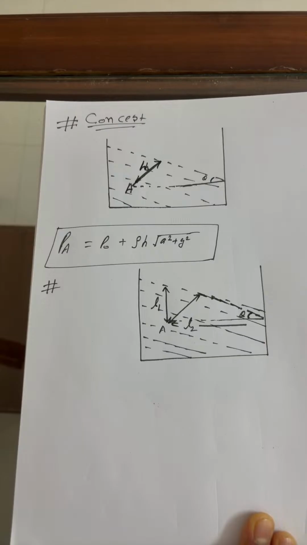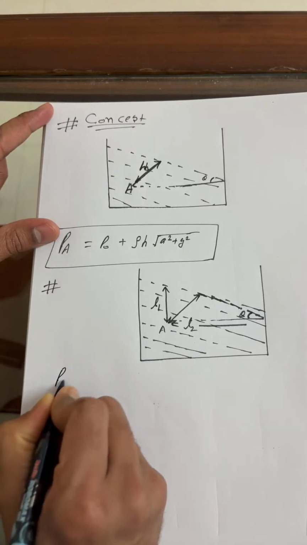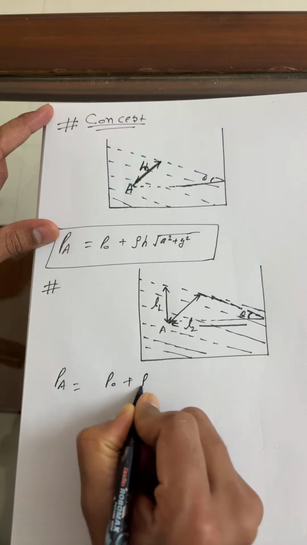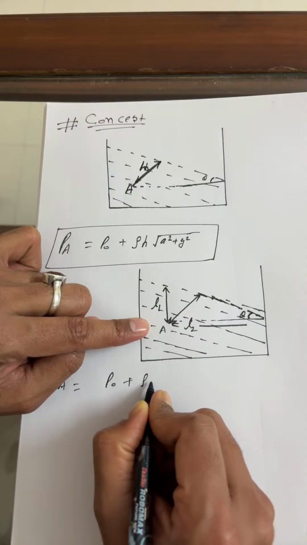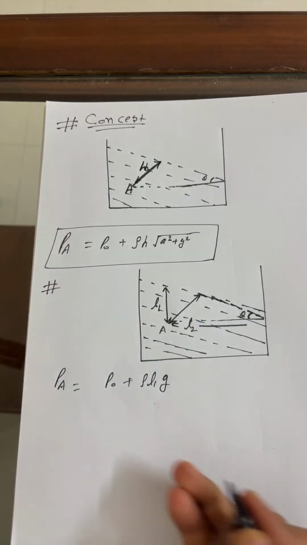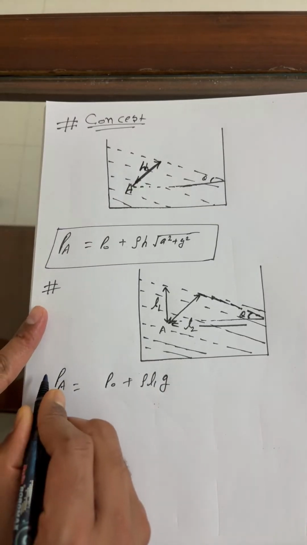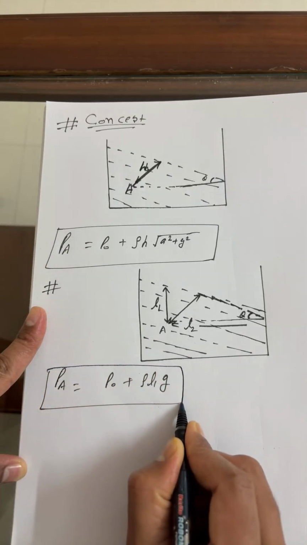Pressure at point A due to L1. So you can write this as P naught plus rho L1 into g. This is density, rho, L1 into g. We remember rho g is the pressure due to liquid. But now students, you can equate something here.